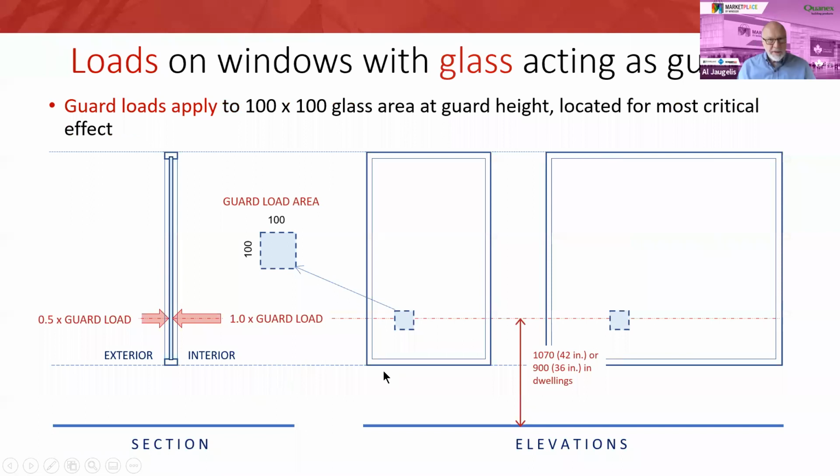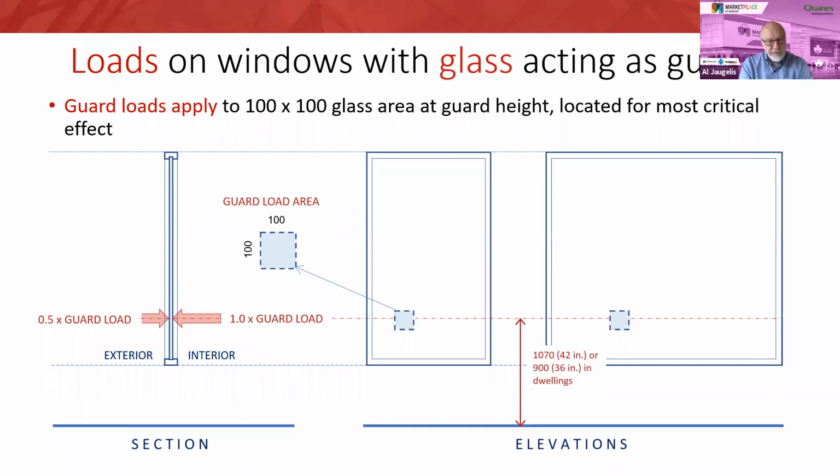And here's the case of a fixed window where guard loads apply. So in this case, it's going to be tougher on the glass because it needs to meet the full guard load, and you're going to find, for example, that 4-on-4 glazing typically is not going to do this for you, and you need to bump it to 5-on-5 because you don't have that horizontal mullion to take the full guard load, and the glass has to take the full guard load.